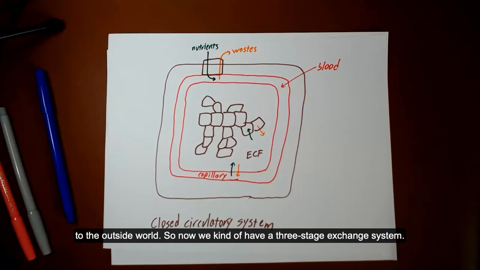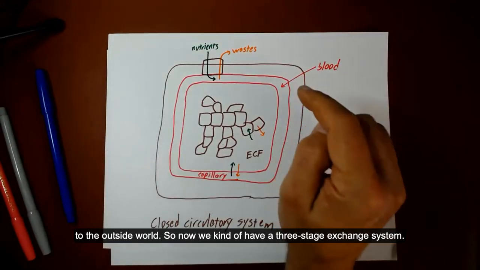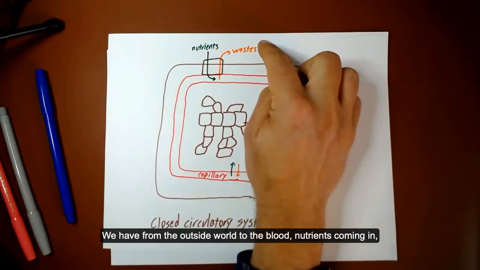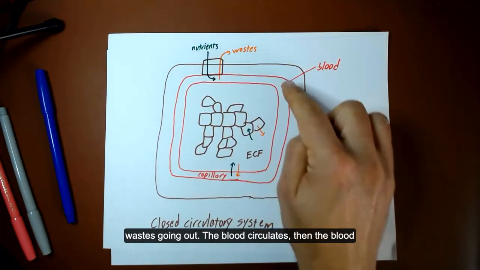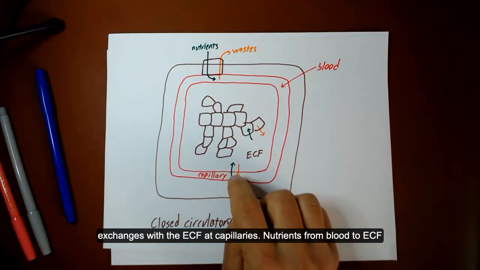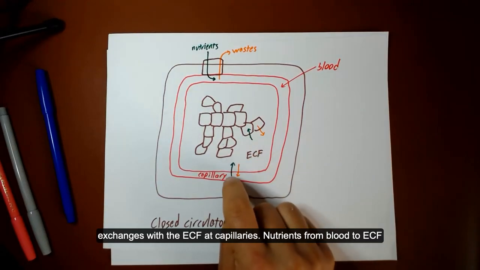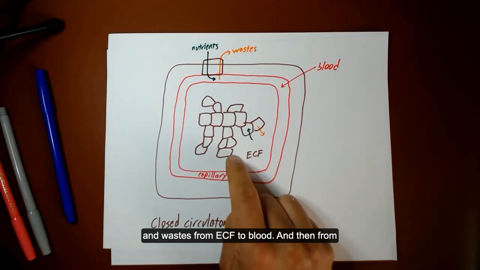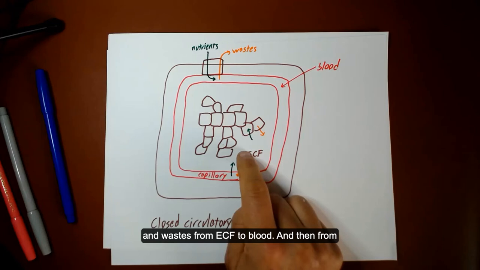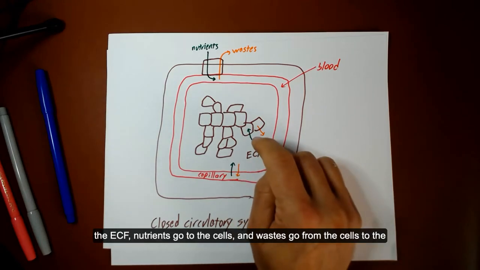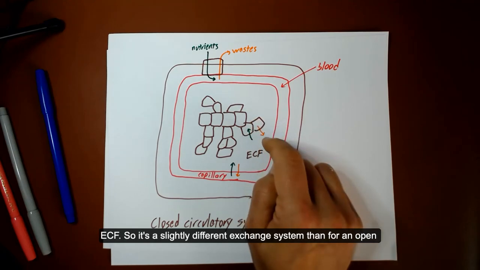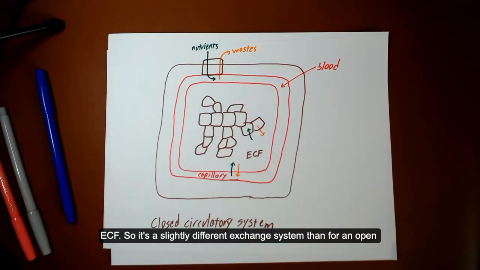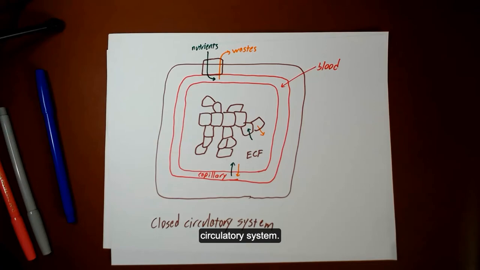So now we kind of have a three-stage exchange system. We have, from the outside world to the blood, nutrients coming in, wastes going out. The blood circulates, then the blood exchanges with the ECF at capillaries. Nutrients from blood to ECF, and wastes from ECF to blood. And then from the ECF, nutrients go to the cells, and wastes go from the cells to the ECF. So it's a slightly different exchange system than for an open circulatory system.